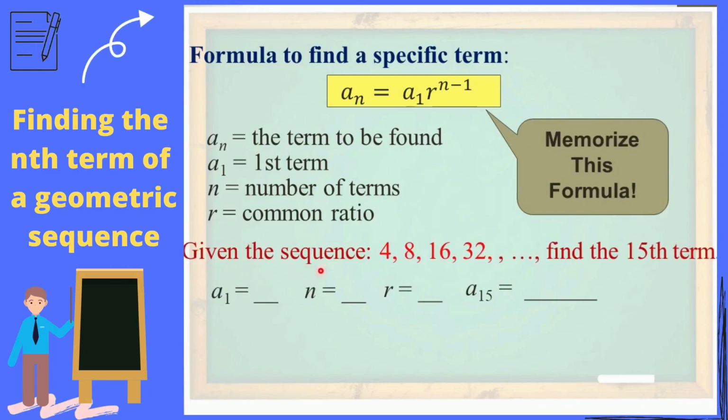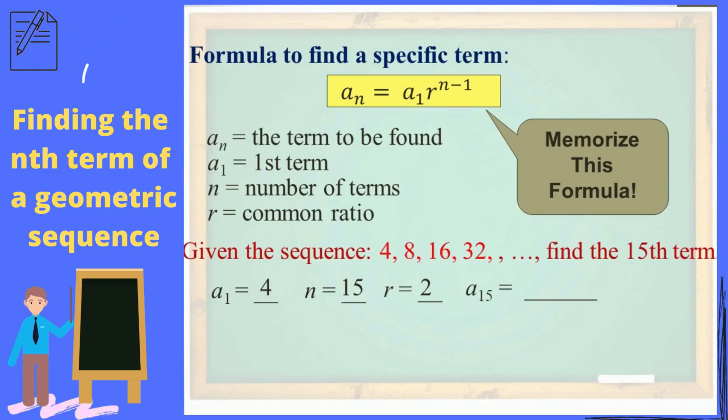Example, given the sequence 4, 8, 16, 32, and so on, find the 15th term. So in order for us to find the 15th term, we need to identify first all the given values. So for a sub 1 is equal to 4, and n is equal to 15. And r, which is the ratio, is equal to 2. So how did we get 2? So that is a sub 2, which is 8, divided by a sub 1, which is 4, is equal to 2. And that is the common ratio.